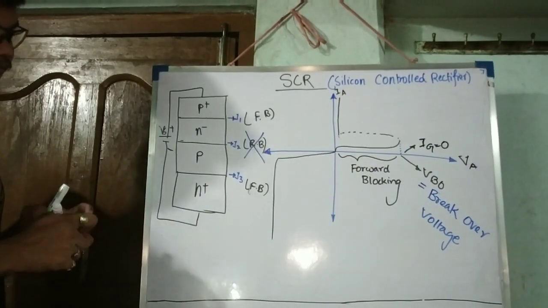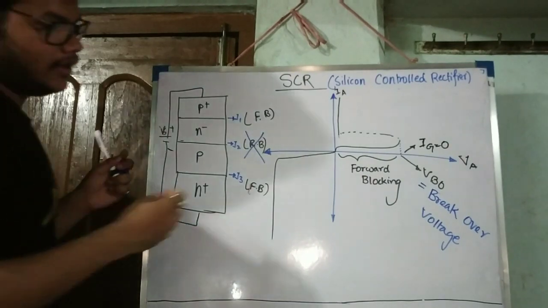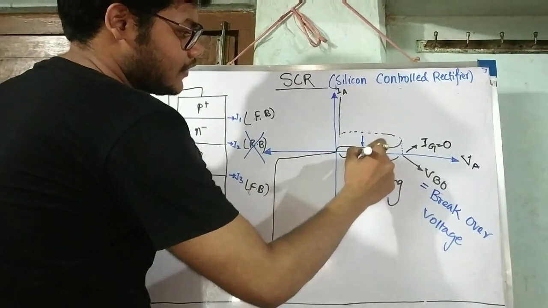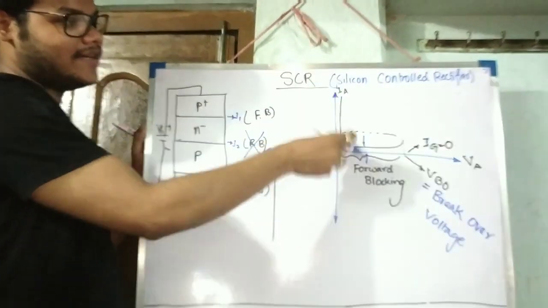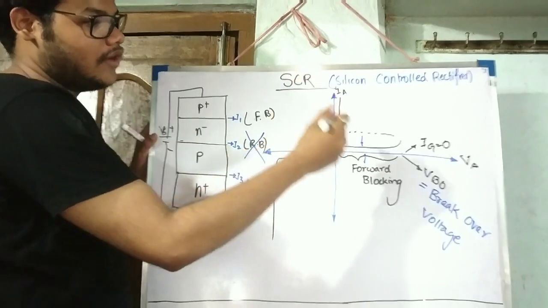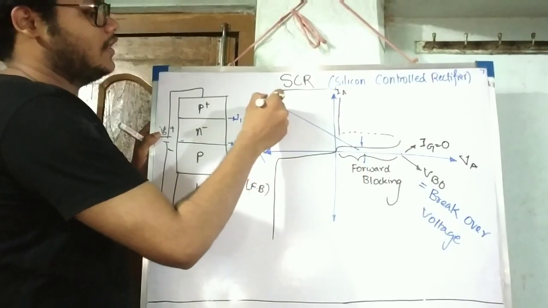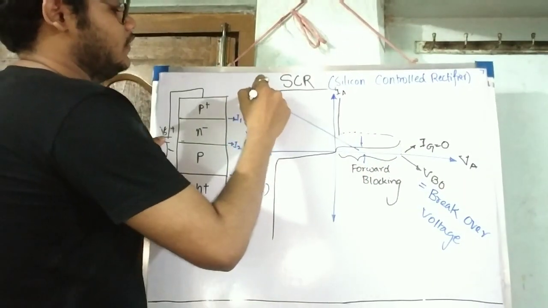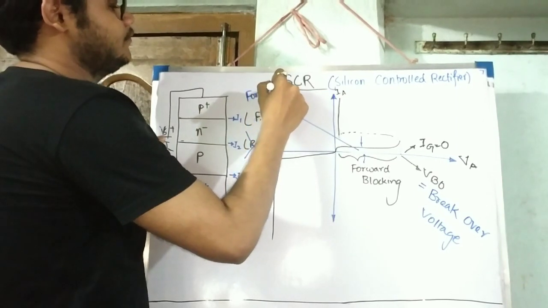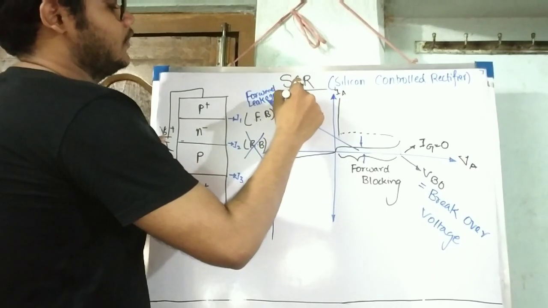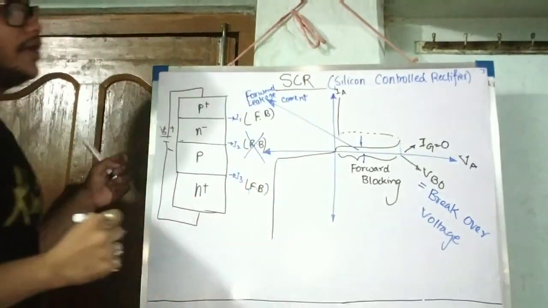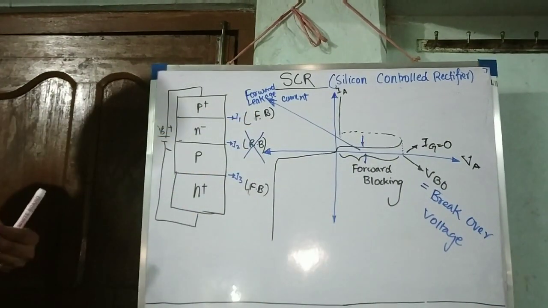And see, in this region you have a small leakage current. In the y-axis you have current, so there is a small value of current. This is the forward leakage current.